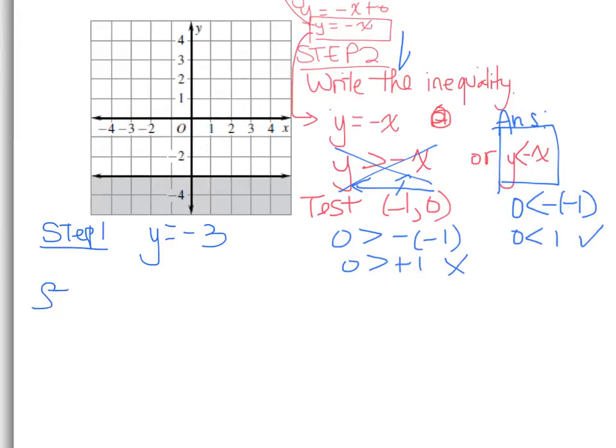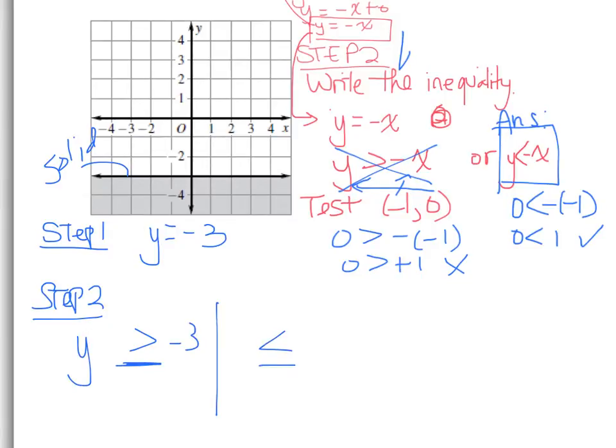And step 2, I need to find out my inequality. And because this is a solid line, I only have two choices. It's either greater than or equal to, or less than or equal to. So the answer obviously has to be y is less than or equal to -3 because the bottom is shaded.